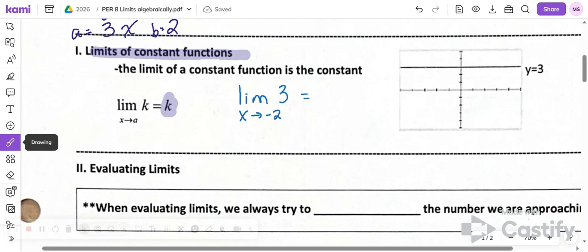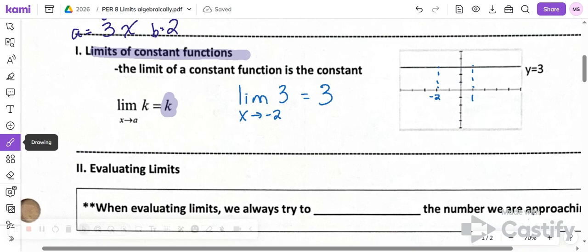When you look at this graph of 3, what's the height of this graph? 3. The 3 never changes. So even if I go to -2, my height is still 3. If I go to 1, my height is still 3. So this limit would be 3.